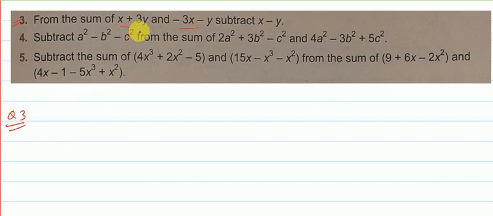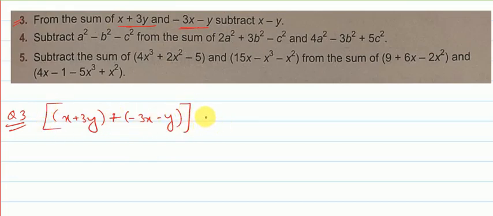Since we have to add these two and from there we have to subtract, we'll write x plus 3y plus minus 3x minus y, since we are supposed to add these two, yes or no? So I'm writing plus. And then from this total value, whatever you get, we have to subtract this. So we'll write like this.